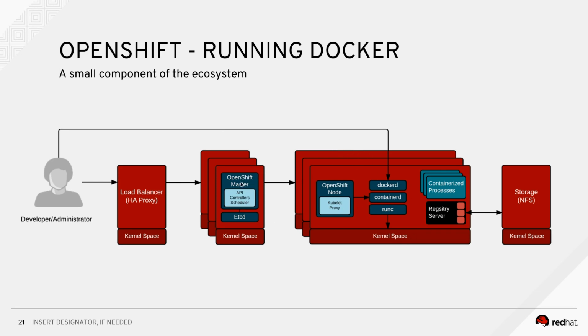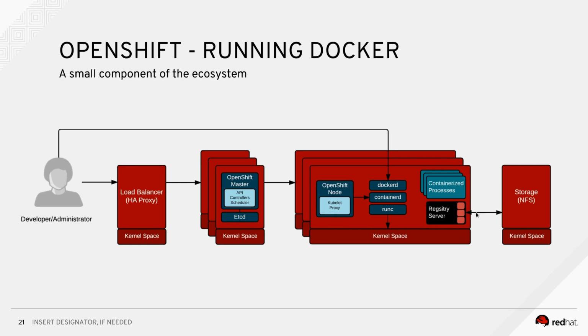You could have 1,000 nodes and 3 masters. And on each of the nodes, you would have a Docker daemon, containerd, and runC. And this is kind of what a Docker setup looks like. And then they talk to the kernel, and then a bunch of containerized processes get fired up. And then just for fullness, I showed that a registry with different images can be running inside the cluster and consumed and used within the cluster.